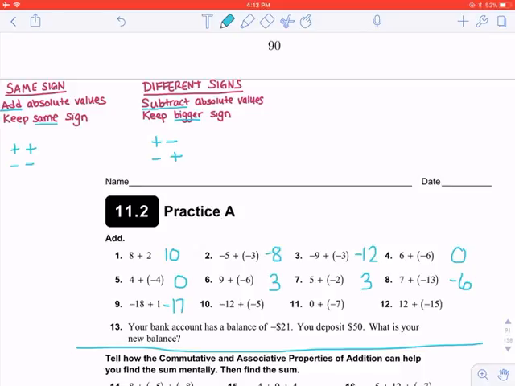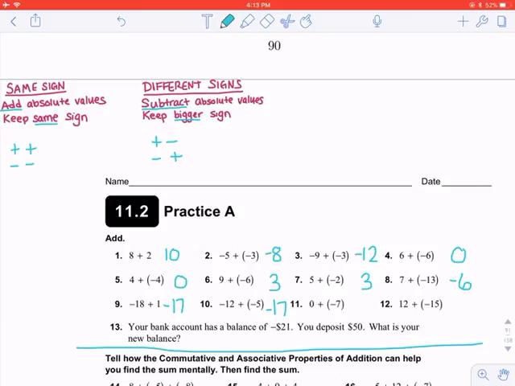Negative 17 as the answer. On number 10, they're same sign, so the rule is to add them instead of subtracting them. 12 plus 5 is 17, and then the rule is to keep the same sign. They're both negative, so negative 17.